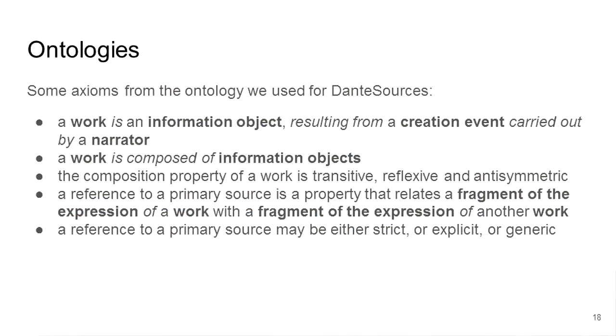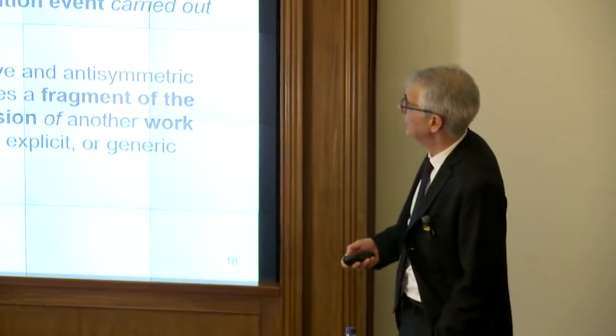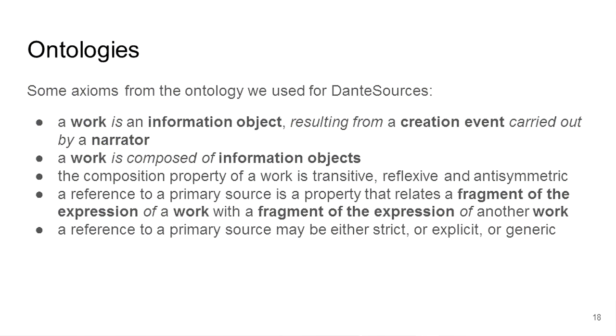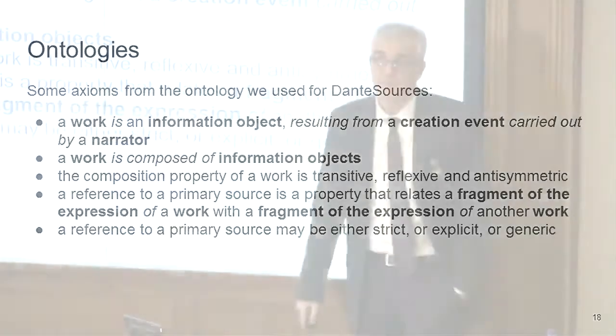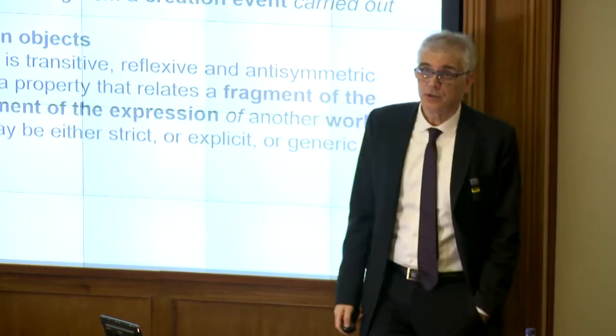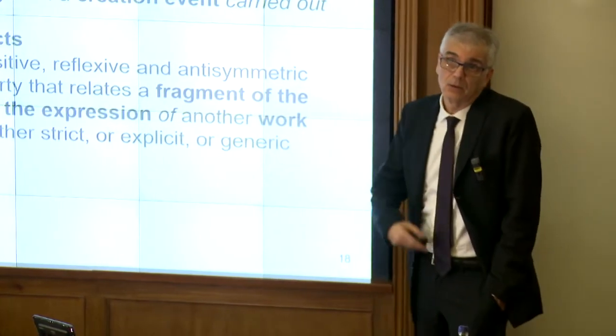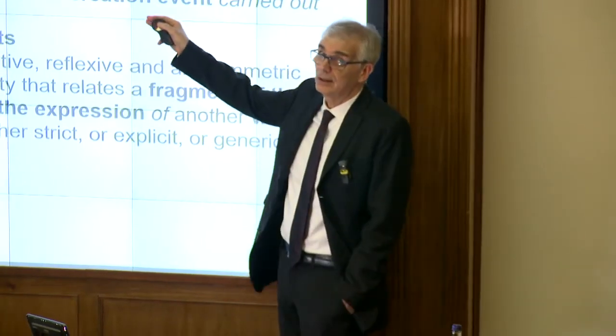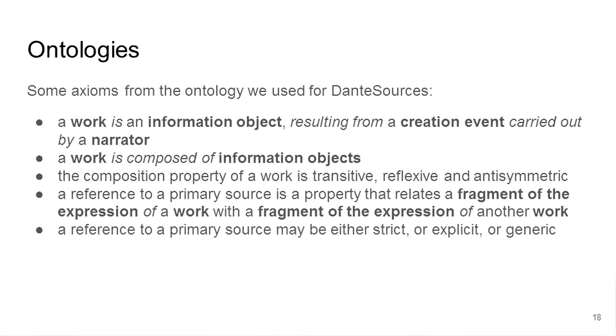So what are the axioms of the ontology that we used for Dante sources? Well, some of these axioms are put here. For instance, I put in bold the words that represent classes, and in italics the words that represent a relation. So a work like Divina Commedia is an information object that results from a creative creation event which is carried out by a narrator. So this is a possible definition of work that says something, not all, but what it says it says clearly in logical terms using relations with other terms in the same vocabulary.